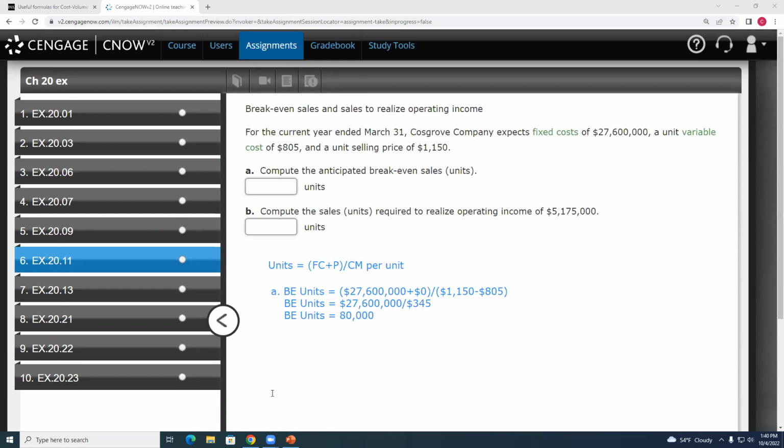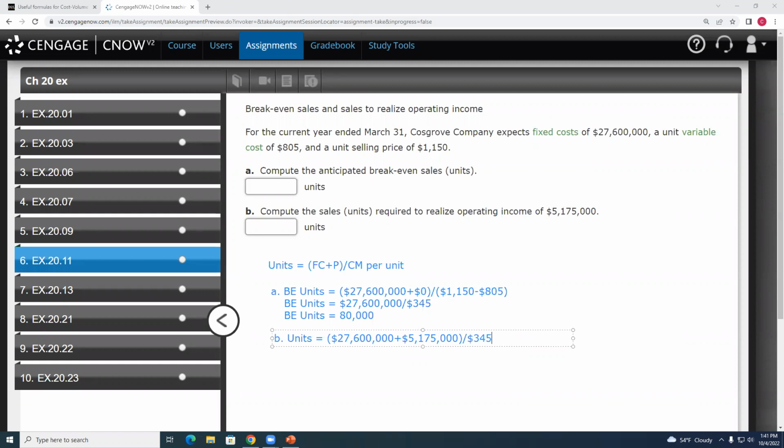Okay. So let's move ahead then to part B, and hopefully a much more realistic scenario, that the company isn't happy just breaking even, but instead they want to know how many units they would need to sell to make a targeted profit. This exercise asks us, what if they want to make an operating income of $5,175,000? So that's the profit that they're targeting.